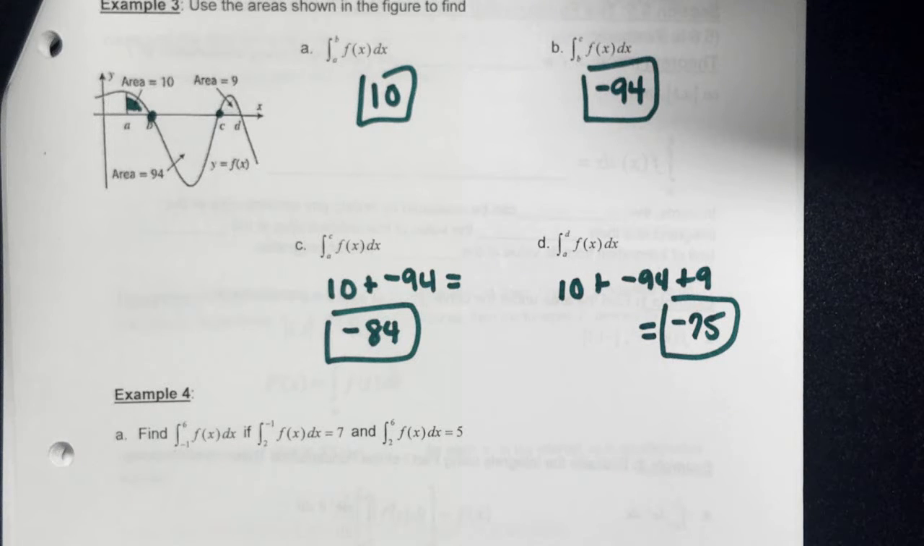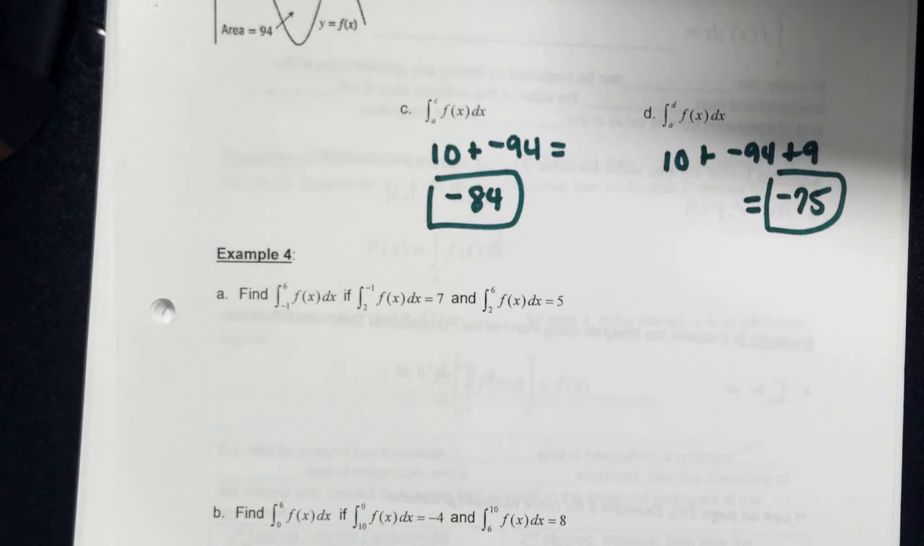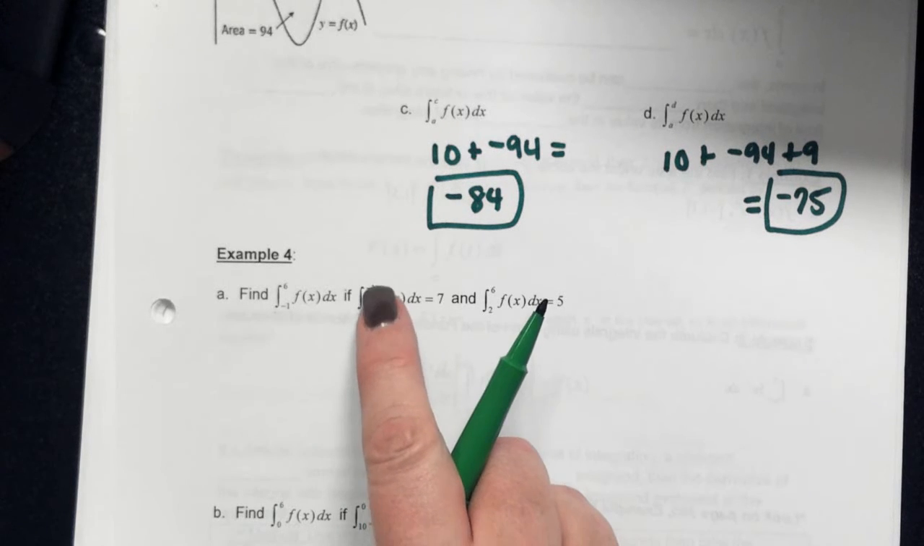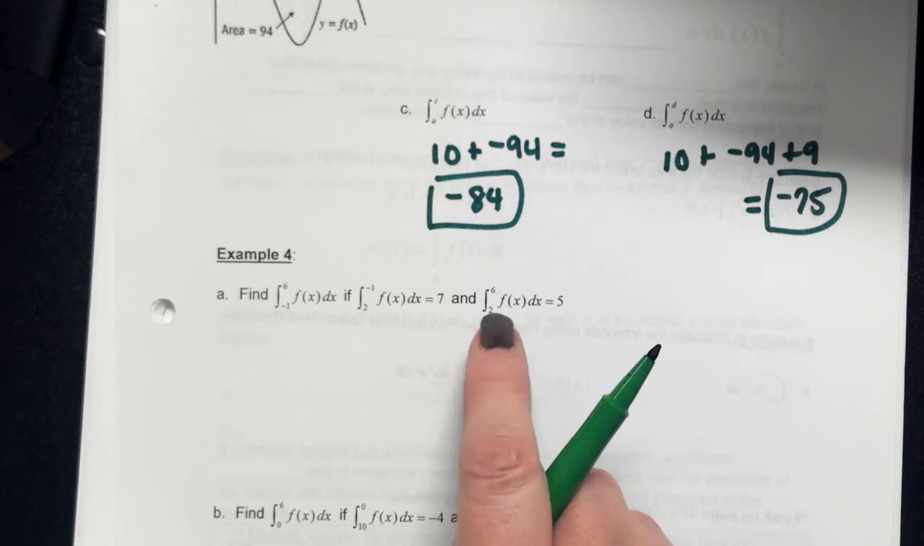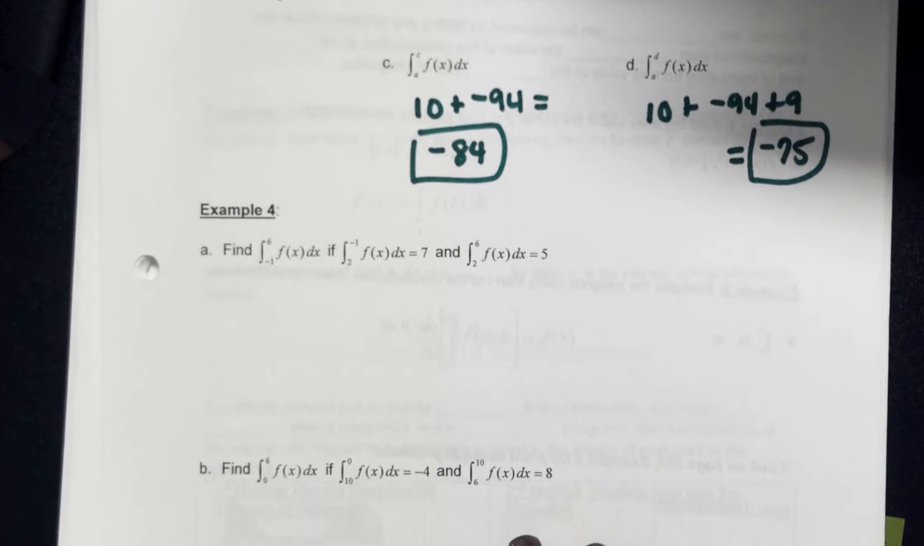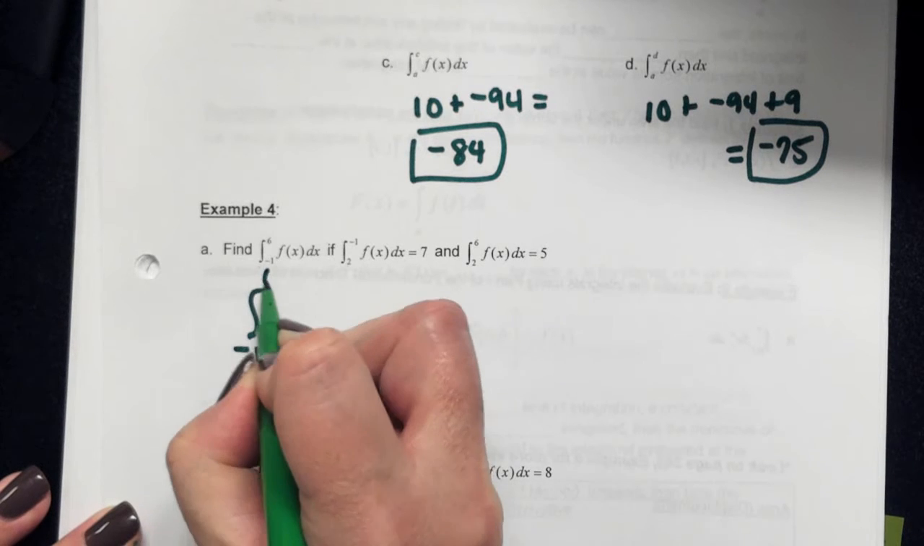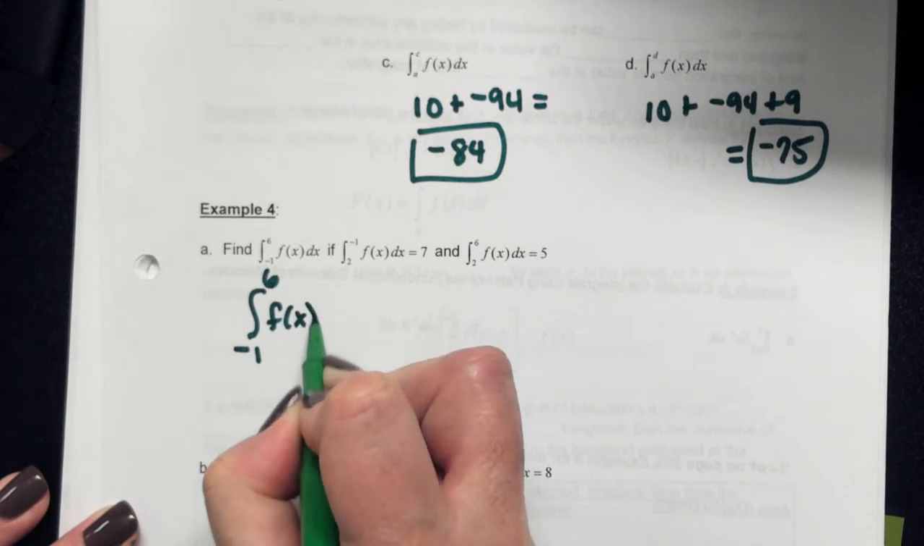All right, last two problems. Find, again, the area under the curve from negative 1 to 6, if your area from 2 to negative 1 is 7, and from 2 to 6 is 5. So really what I usually do when I see a problem like this is I kind of write an integral equation. The whole region is what I'm trying to find from negative 1 to 6 of f of x dx, correct?